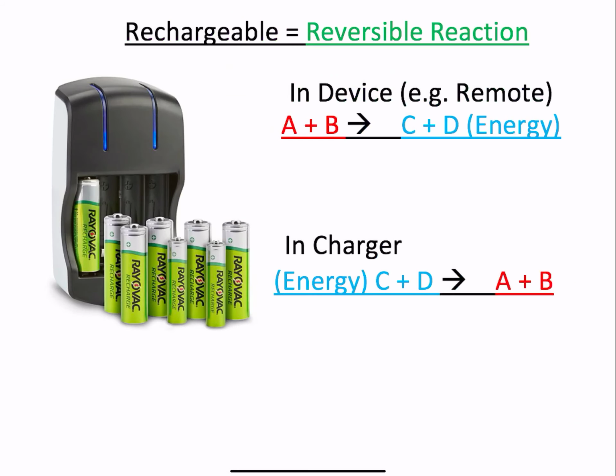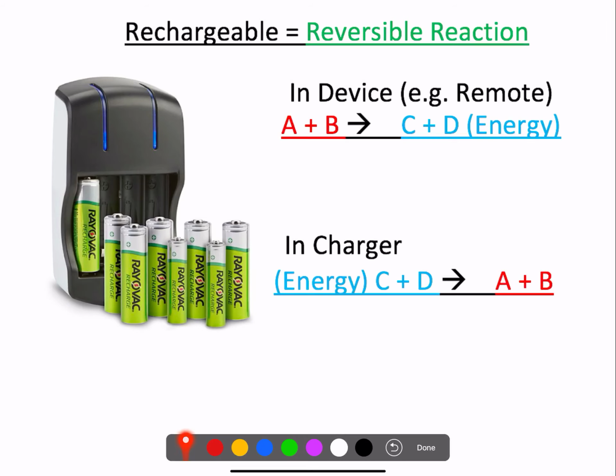Okay, now batteries can be chargeable or rechargeable. If a battery is rechargeable, that means that there's a reversible reaction going on. So when you put it back into the charger, the reaction will reverse. Once you take it out, it will go one way. And once you put it in, it will go the other way.